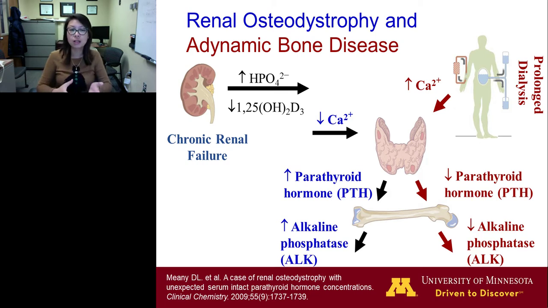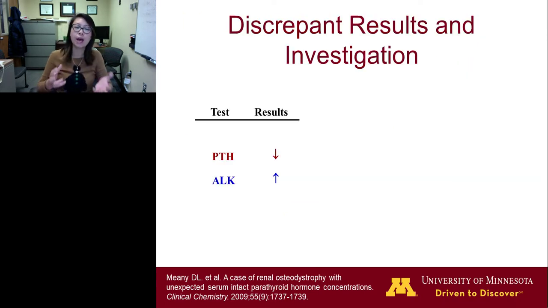For differential diagnosis, if she had renal osteodystrophy, her PTH and alkaline phosphatase would both be elevated. On the other hand, if she had adynamic bone disease, her PTH and alkaline phosphatase would both be decreased. What was discrepant in her case, and the reason her endocrinologist contacted the lab, is that the PTH was decreased but the alkaline phosphatase was increased. This was a scenario inconsistent with either picture.